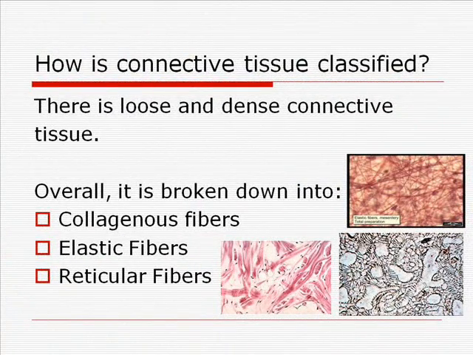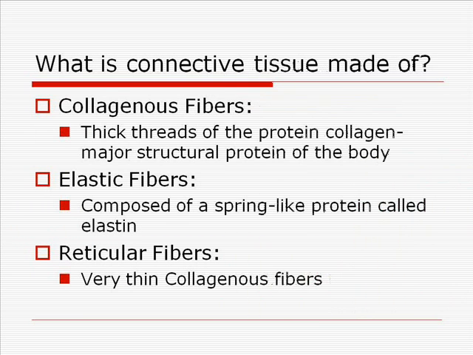Connective tissue fibers. Collagenous fibers are thick threads of the protein collagen, and they are the major structural protein of the body. Elastic fibers are composed of a spring-like protein called elastin. Reticular fibers are very thin collagenous fibers.